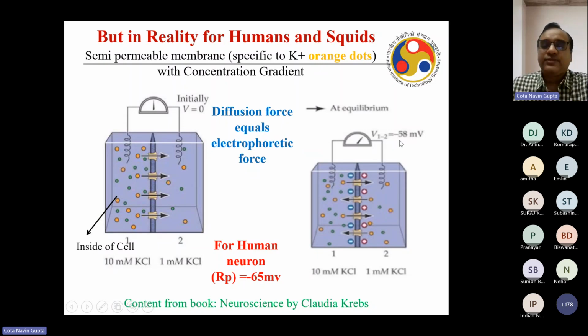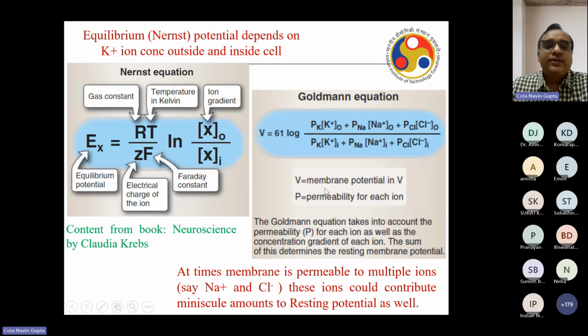The resting potential is usually minus 58 millivolts in squid neurons. Squid is a type of fish. And for human neurons, it's around minus 65 millivolts. Each type of neuron will have a different value of resting potential. That can be calculated using the Nernst equation if you have only one type of ion, and the Goldman equation if you have multiple ions between the inside and outside of that particular cell. Each cell would have different types of ions depending upon the function, and also depending upon the organism.